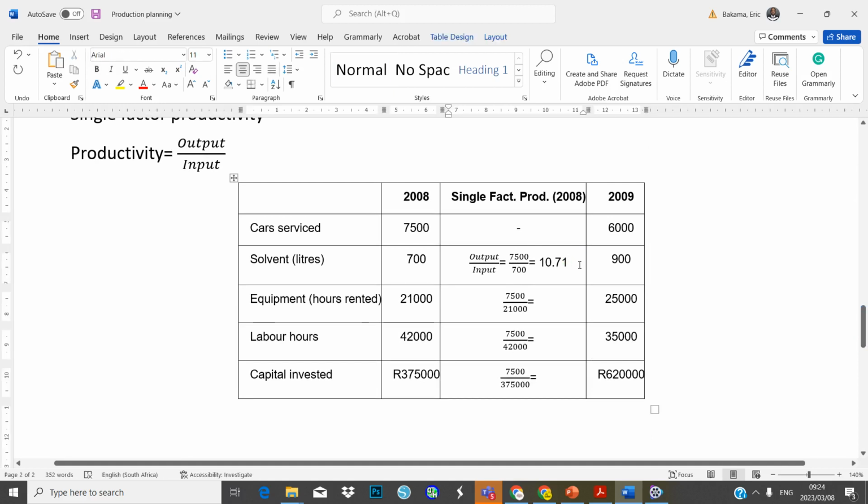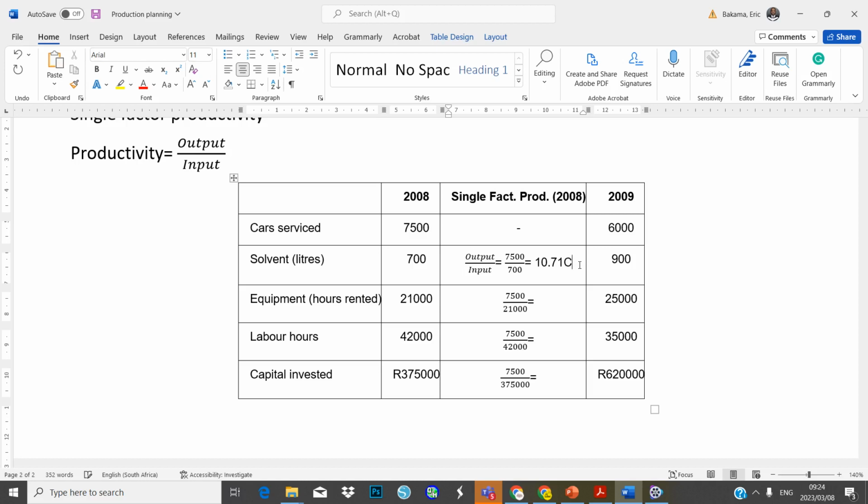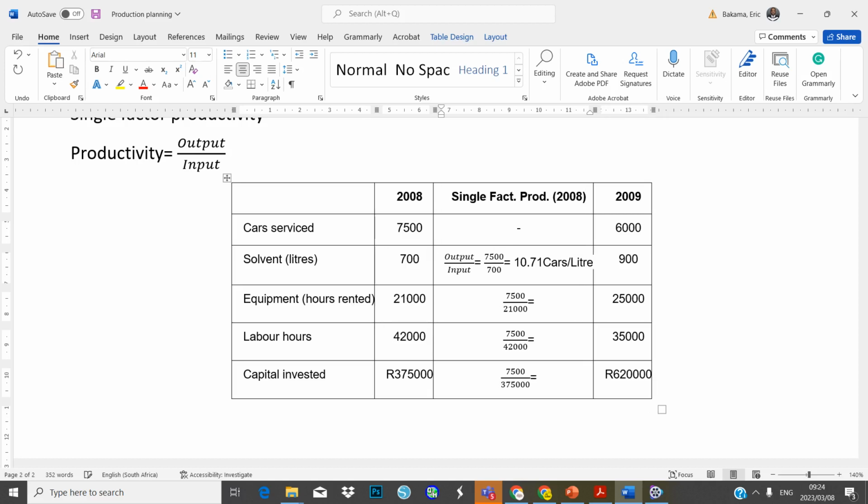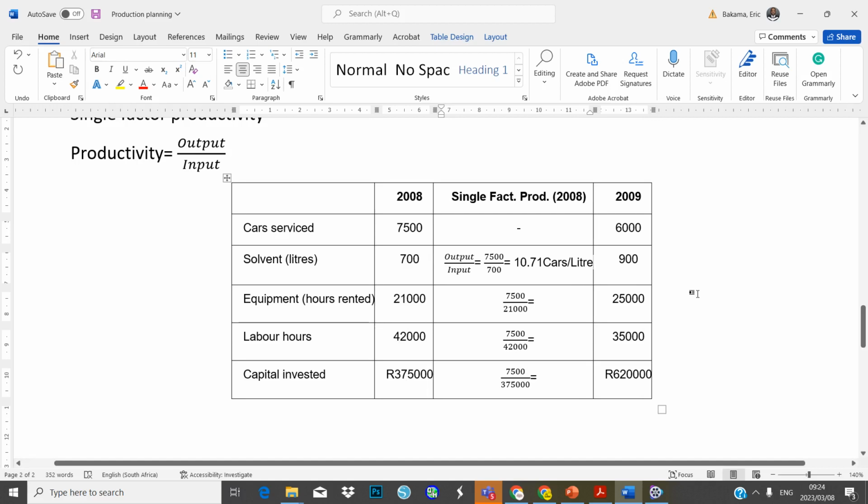This means that for the productivity using the solvent, for every liter of the solvent, the company will service 10 cars. So it means that it's 10 cars per liter of solvent that has been used. When they use 1 liter of solvent, the company is going to be able to service 10.71. Obviously, we can round it to 10 or to 11. So we can say that approximately 10 cars can be serviced with 1 liter of the particular solvent that the company is using.